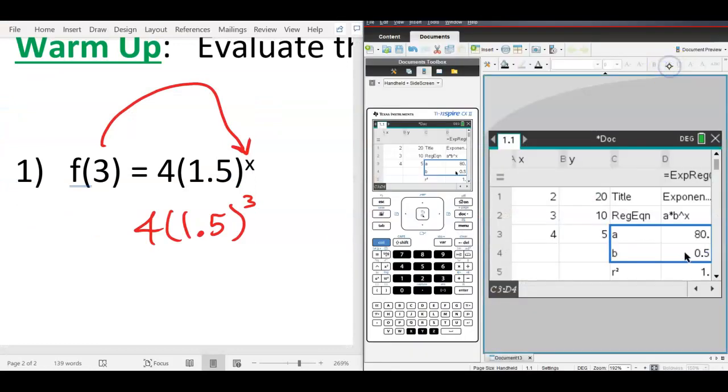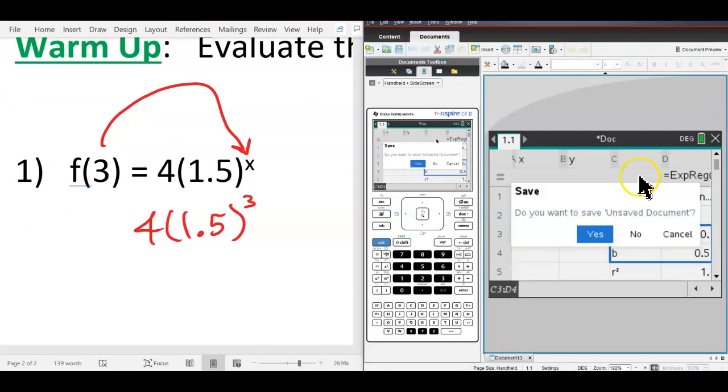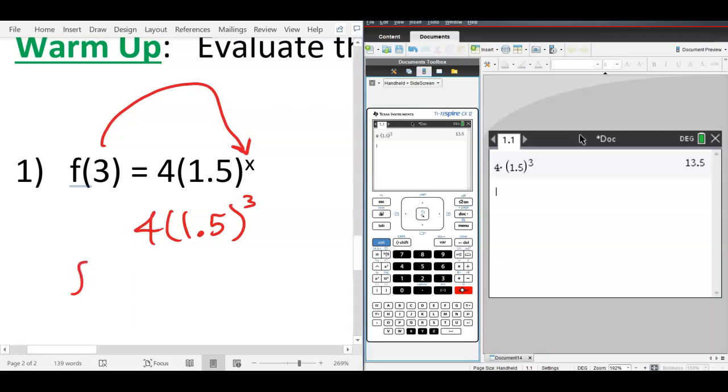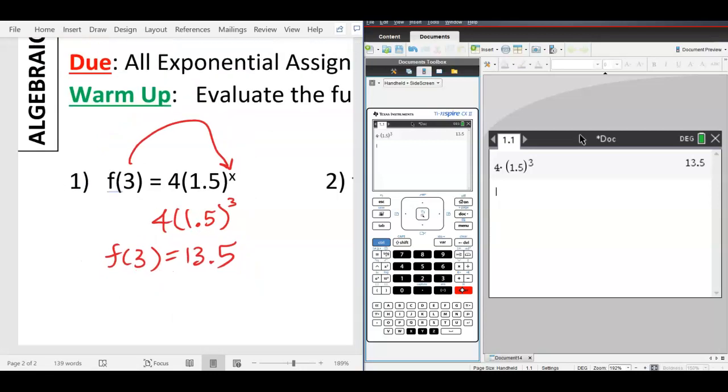So let me get this. New document, don't save, calculator, 4 parentheses 1.5 parentheses caret 3. Okay, I hit enter, 13.5. So my answer is 13.5. All I'm doing is replacing x with another number. That's evaluating a function, okay? Now I can write my final answer as f of 3 equals 13.5. Could you do that on your own?